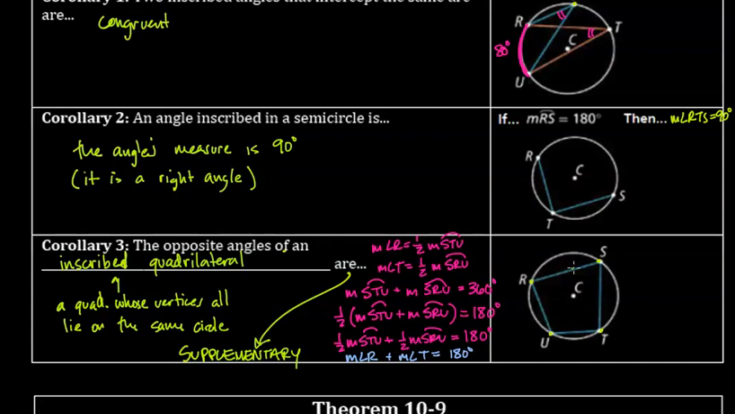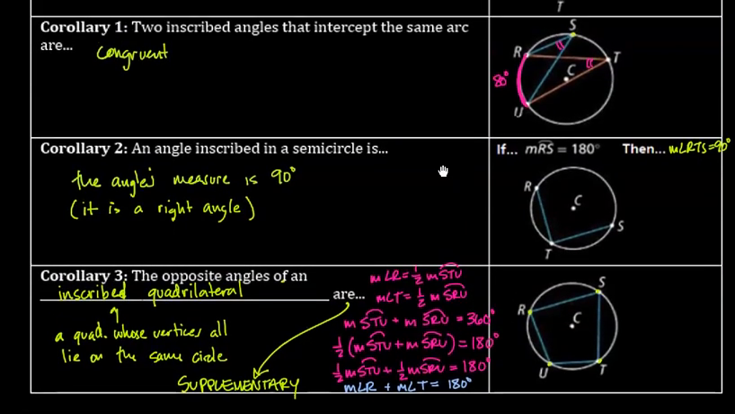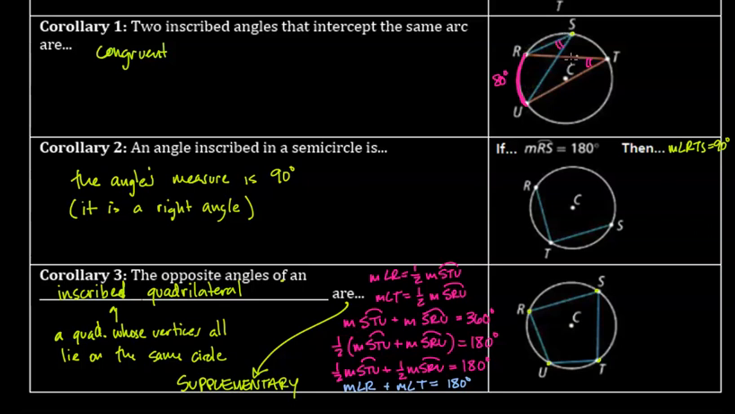And that, again, is all building off this idea that an inscribed angle's measure will be half the measure of the intercepted arc. Right? And from that we can say that if two inscribed angles intercept the same arc, they have to be congruent. We can say that an angle that's inscribed in a semicircle would have to be a right angle, and we can say that the opposite angles of an inscribed quadrilateral will have to be supplementary. They'll have to add up to 180.